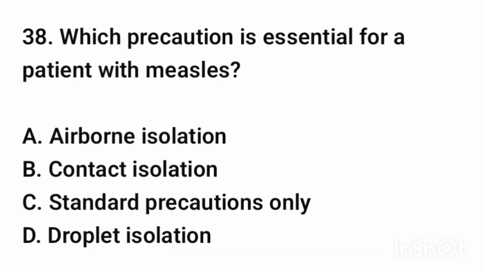Question number 38. Which precaution is essential for a patient with measles? The correct answer is option A. Airborne isolation.